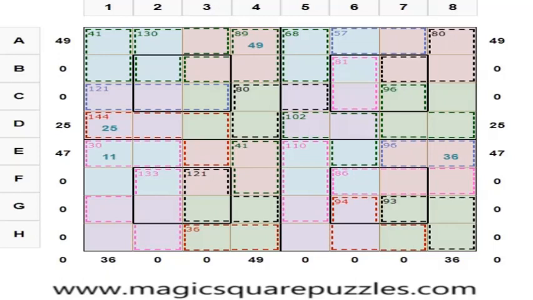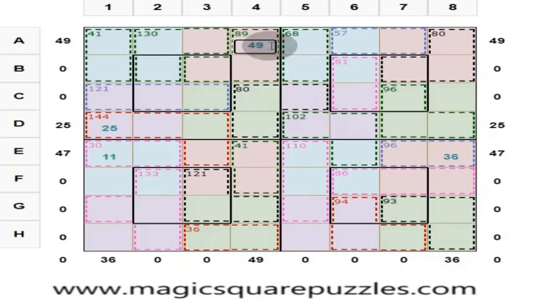Friends, we will now solve this magic square puzzle. Okay, this is an 8 by 8 magic square puzzle, and this contains 8 into 8, 64 cells. It contains numbers from 1 to 64. Each number is used only once.